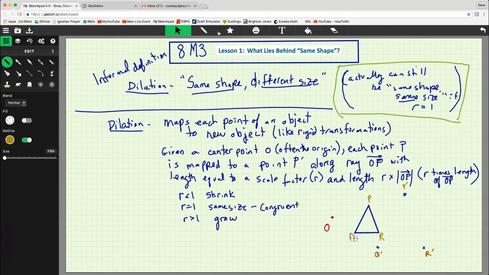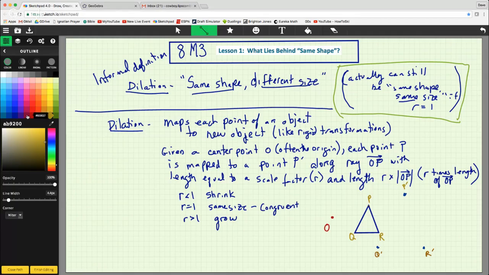Now let me go and let's finish it up. Let's draw our final dilated object, and let's do it in light blue, and we'll just look and see what it looks like. So look at that. We have an object that is twice the size of our original object. It's called P prime, Q prime, R prime, and we used a technique to make sure that it was the same shape but a different size.